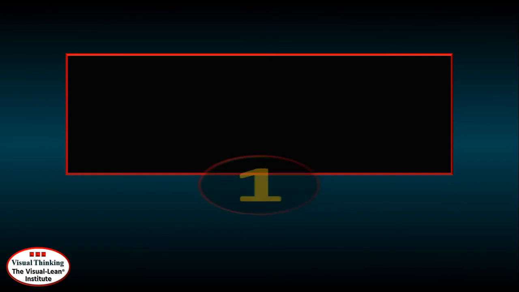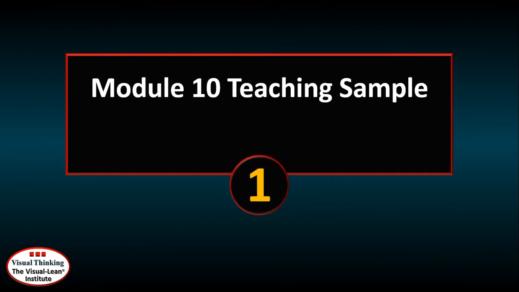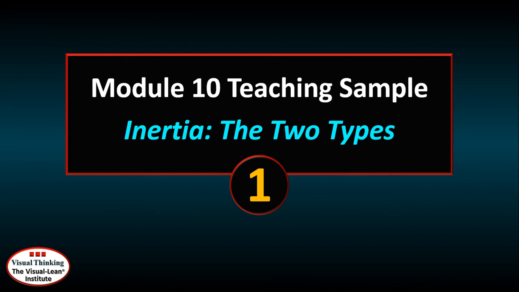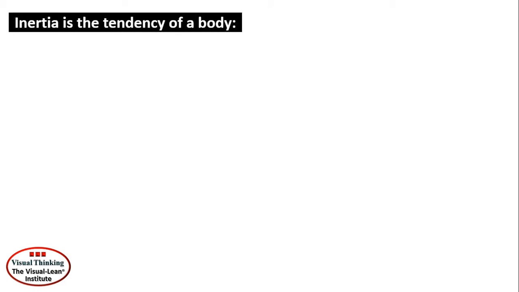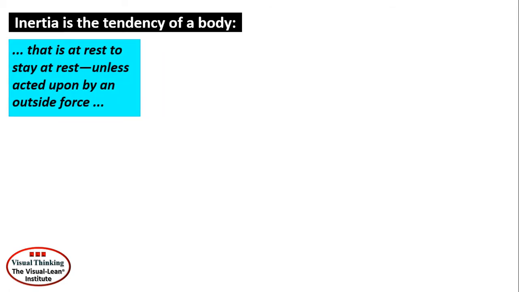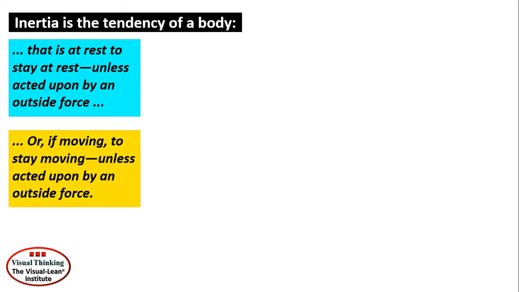Our first teaching example provides a clear definition of the two types of inertia, which in the actual module is followed by a hands-on exercise in understanding both types, and then do the same for resistance. Here's the dictionary definition. Inertia describes the tendency of a body, a thing, that is at rest to stay at rest unless it is acted upon by an outside force, or if it is moving to stay moving unless it is acted upon by an outside force.